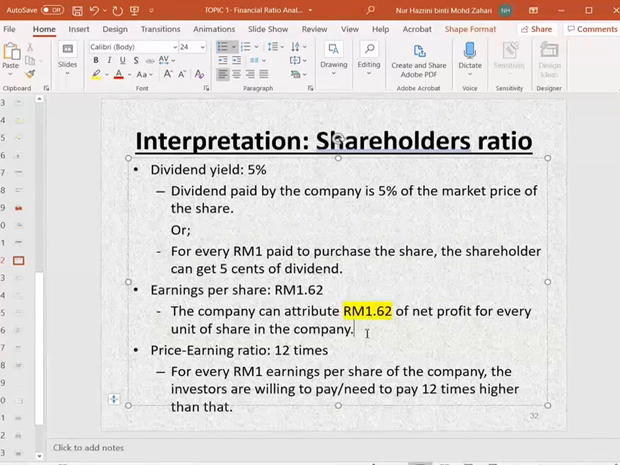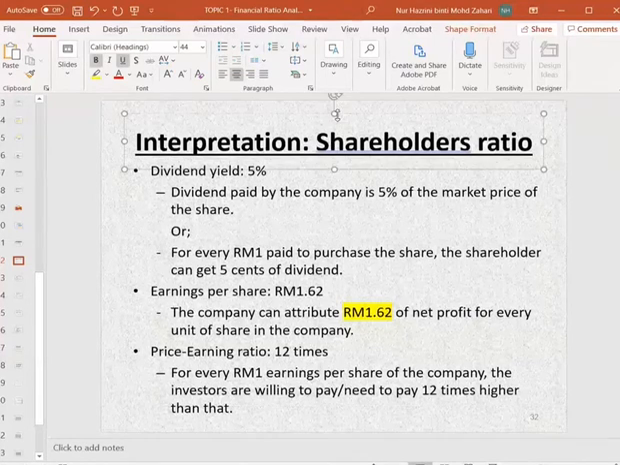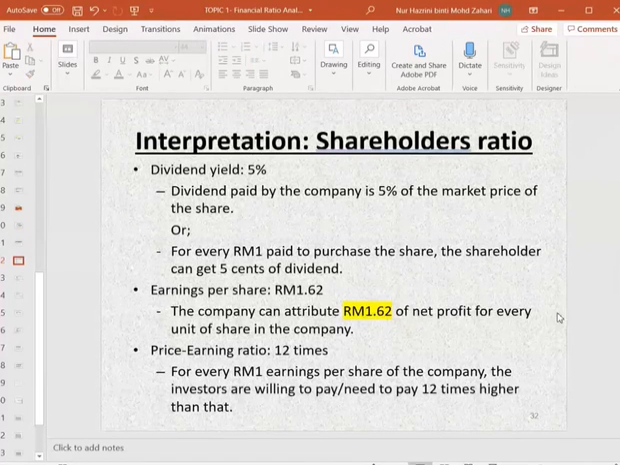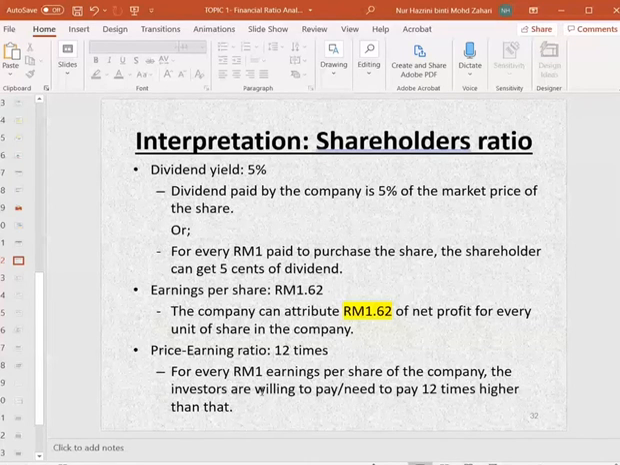So for this one, it means the higher the better also, because the higher means the company is better in generating the profit to be attributed to each of their shareholders. Okay, so to be attributed doesn't mean you will attribute all. Okay, so price earnings ratio, you get 12 times. So here, for every 1 ringgit earnings per share of the company, the investors are willing to pay or need to pay higher than that. 12 times higher than that.